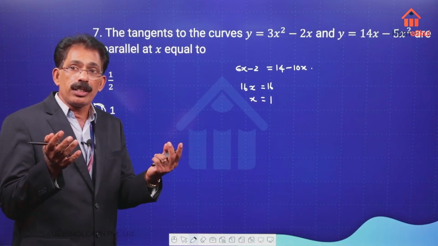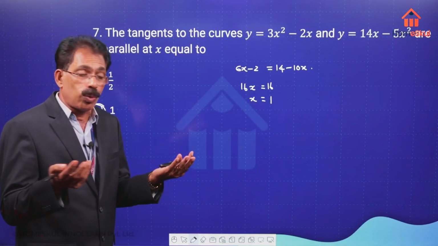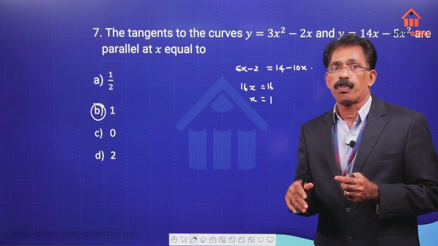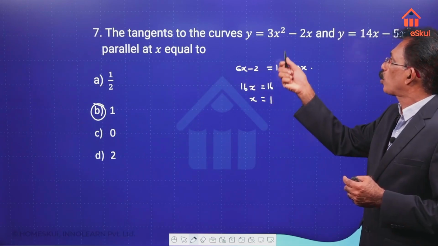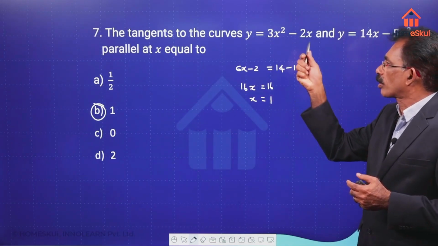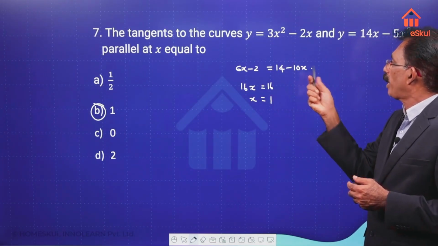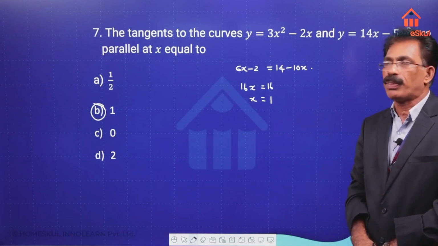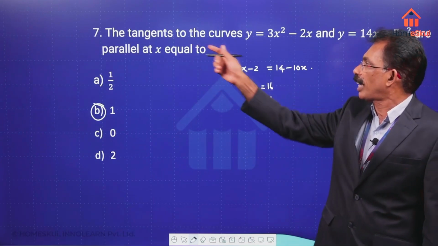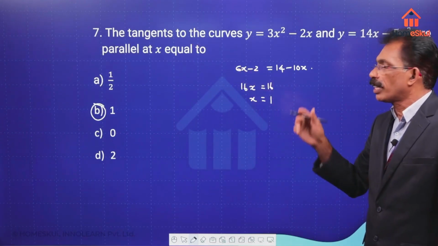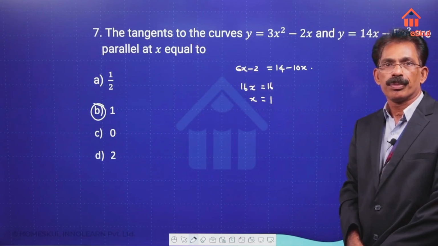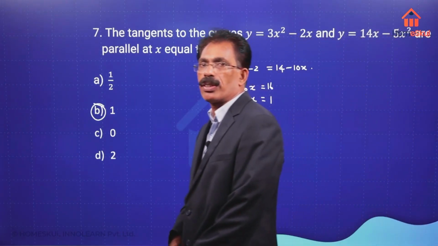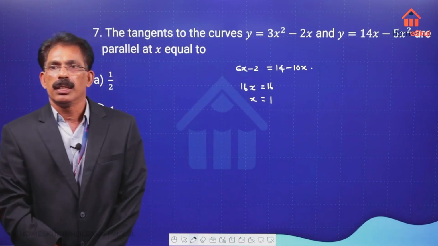The slopes are equal means the derivatives are equal. dy by dx: what is the derivative? The geometric meaning of the derivative is slope. So 6x minus 2 is the slope of the first curve at x, and 14 minus 10x is the slope of the second curve. The slope of the curve means the slope of the tangent. The tangent slopes are there, and equating, we get x is equal to 1. Any doubt? Okay.